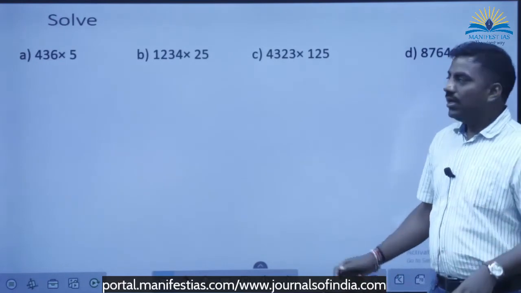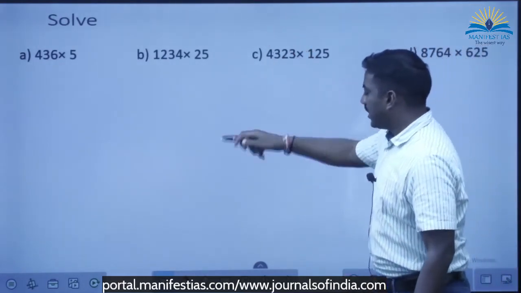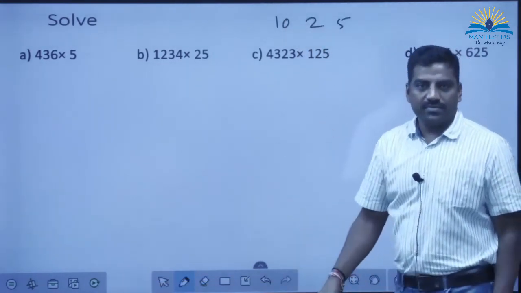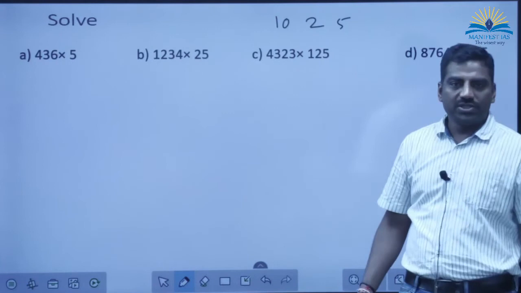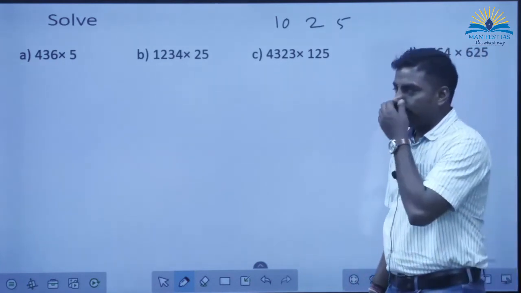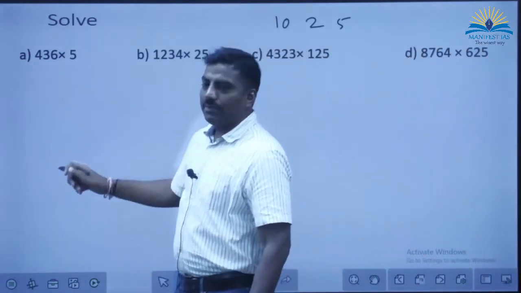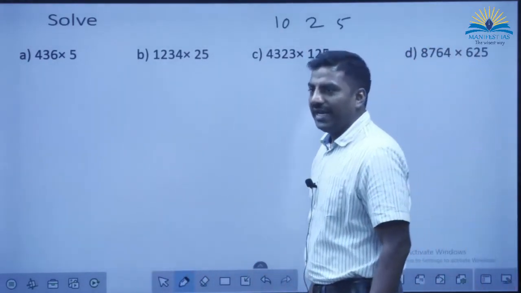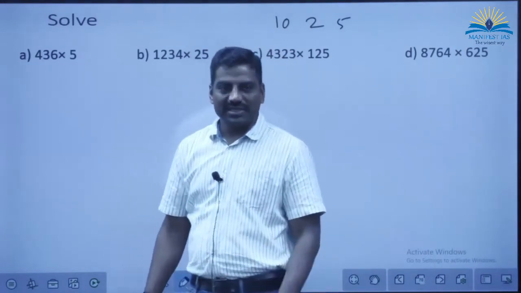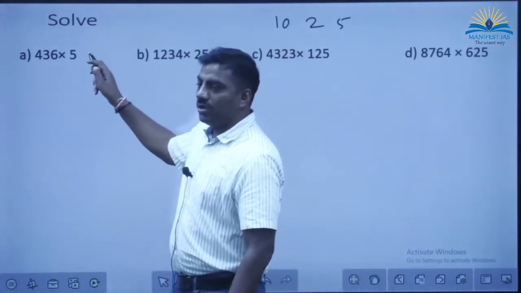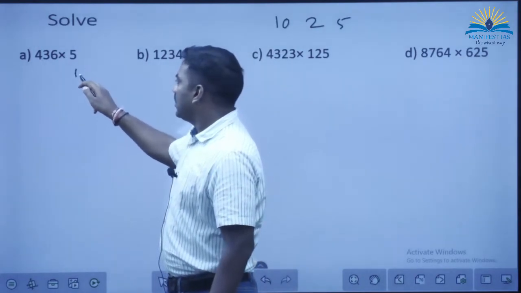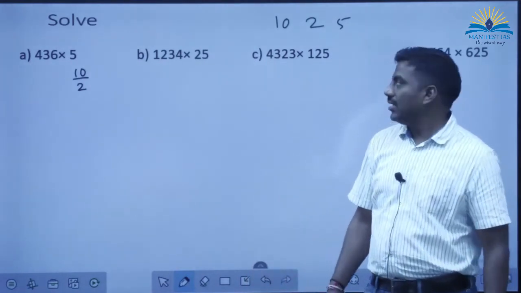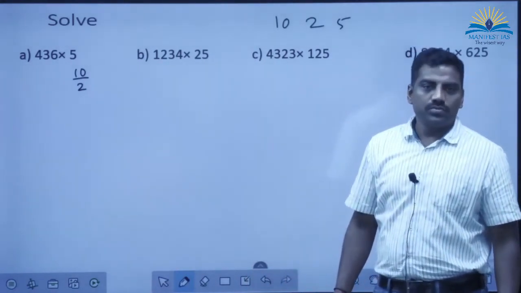See, from the beginning, I am telling you that we use the base 10 system. 2 and 5 are complementing each other. In this case, while you are multiplying with 5, if you are feeling difficulty, there is one easy method. Instead of writing 5, I'll write 10 by 2.